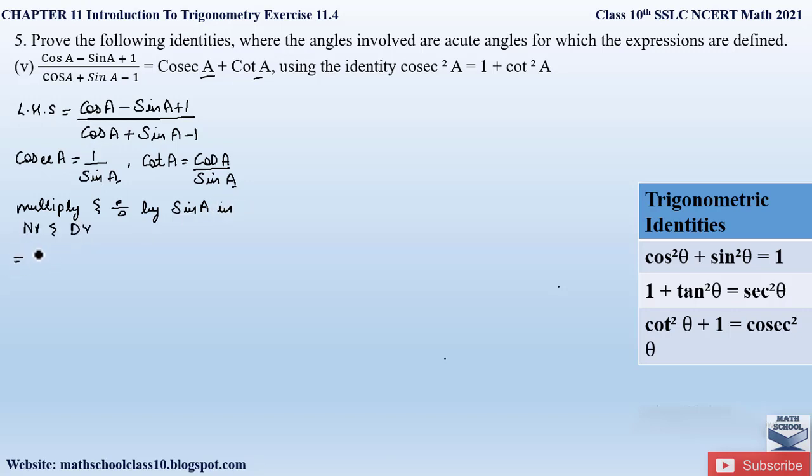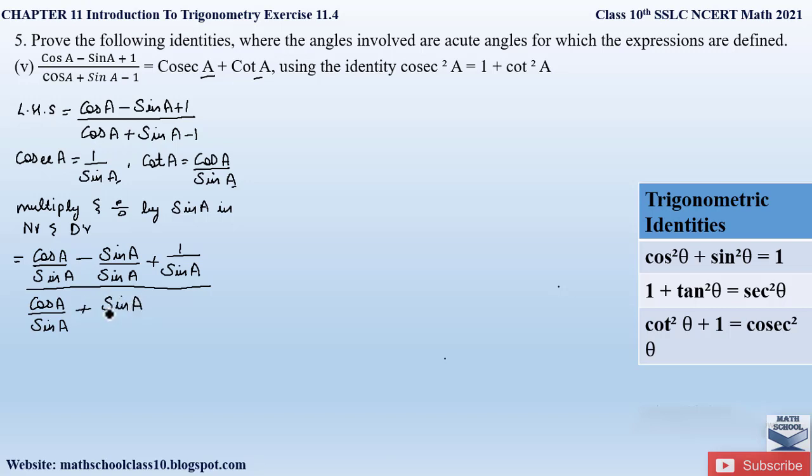So we will get cos A divided by sin A minus sin A by sin A plus 1 by sin A. So this whole divided by, again, cos A by sin A plus sin A divided by sin A minus 1 divided by sin A. Okay, so here we have cos by sin is what? Cos by sin is cot A plus sin A, and sin A will cancel. So here we have minus 1 plus 1 by sin A is cosecant A.